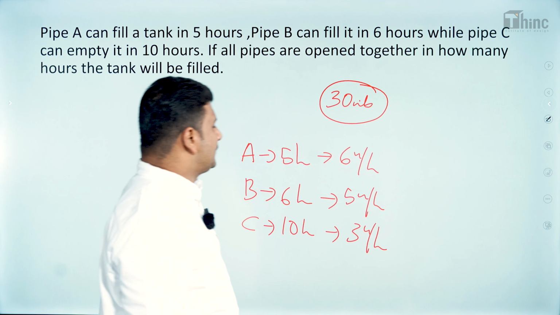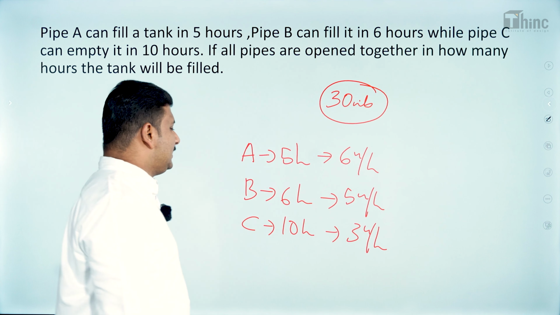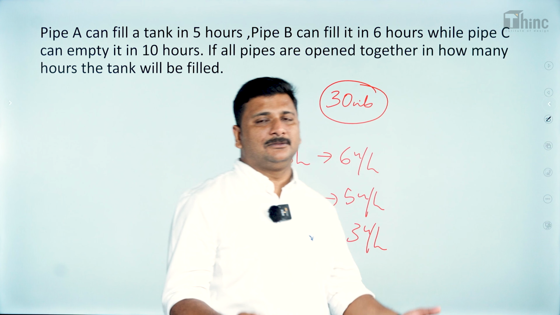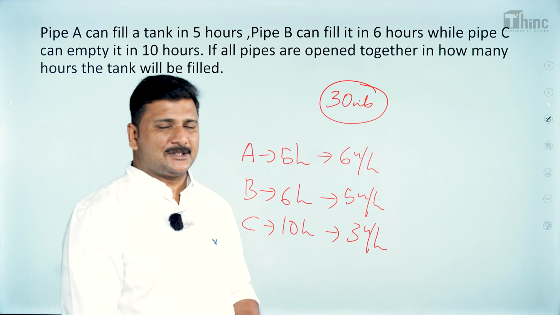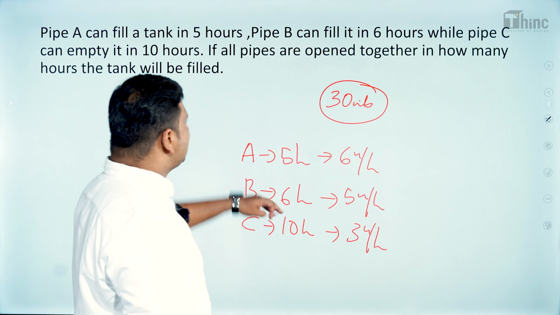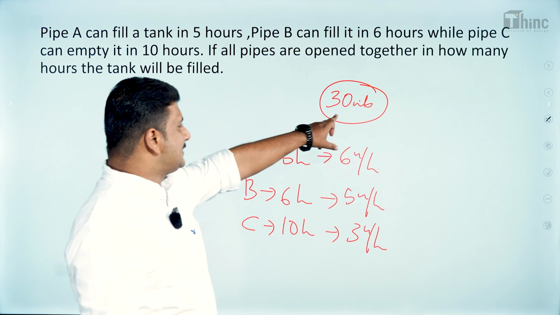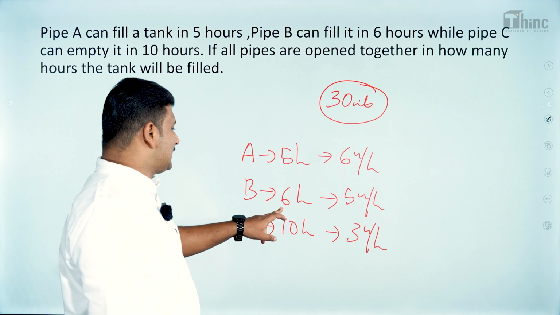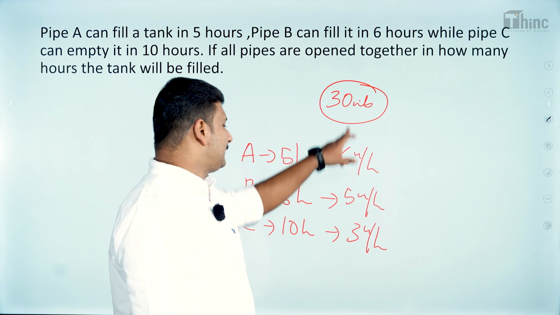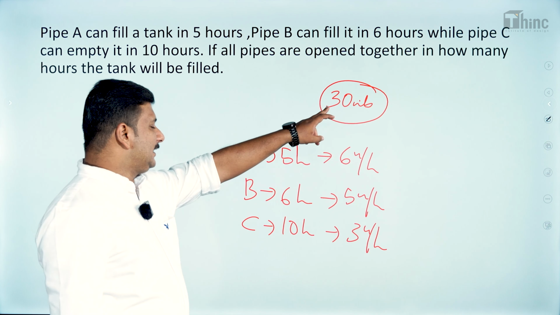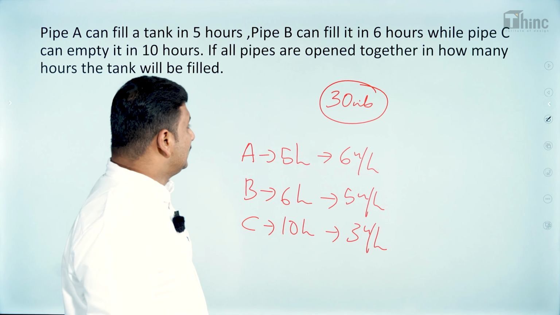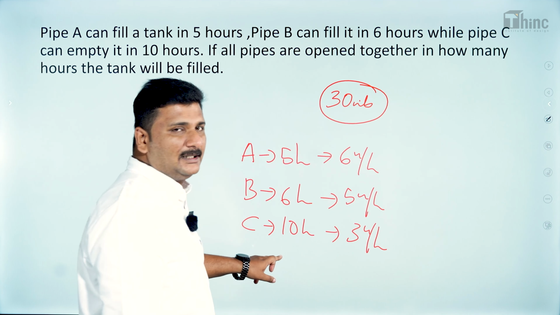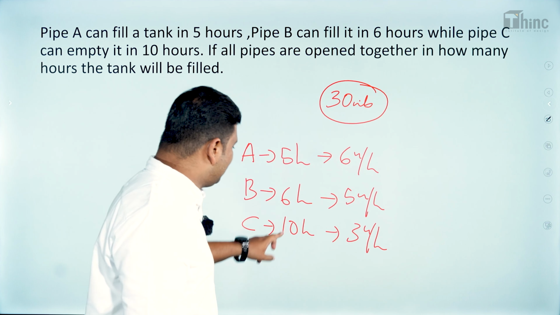So A can fill 6 units per hour, B can fill 5 units per hour, and C can empty 3 units per hour if the total capacity of the tank, or total work to be done to fill the tank, is 30 units. You can take either way. Because A is filling the entire tank in 5 hours, if A fills 30 units in 5 hours, A will be filling 6 units in an hour. If B is filling 30 units in 6 hours, B will be filling 30 by 6, 5 units in an hour. And C will be emptying the entire tank in 10 hours. So if 30 units is emptied in 10 hours, C will empty 30 by 10, 3 units in an hour.